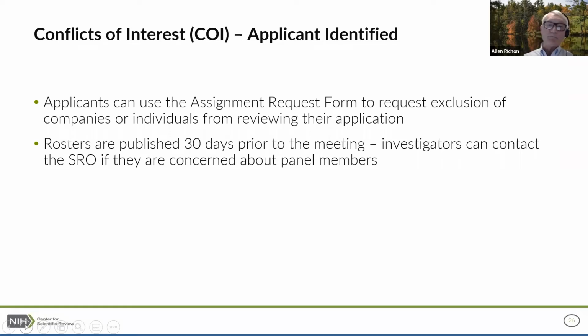While we encourage you to identify particular companies and particular individuals who might be a problem for you, don't go crazy. In addition to that, the rosters are published 30 days prior to the meeting. So please be on the lookout when you've been told when the meeting is. Roughly 30 days before that, you can look at the roster, and it's on the government website for the meeting. If you see someone that you hadn't caught before that you know is going to be a problem, immediately contact the SRO and let them know about your concern.